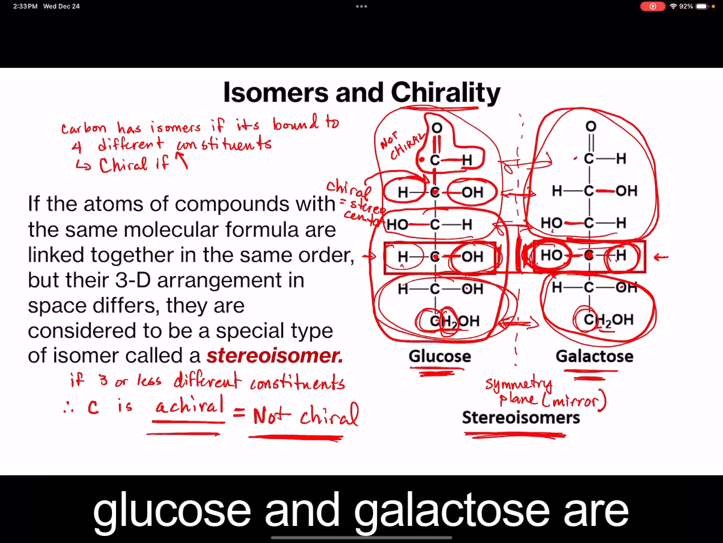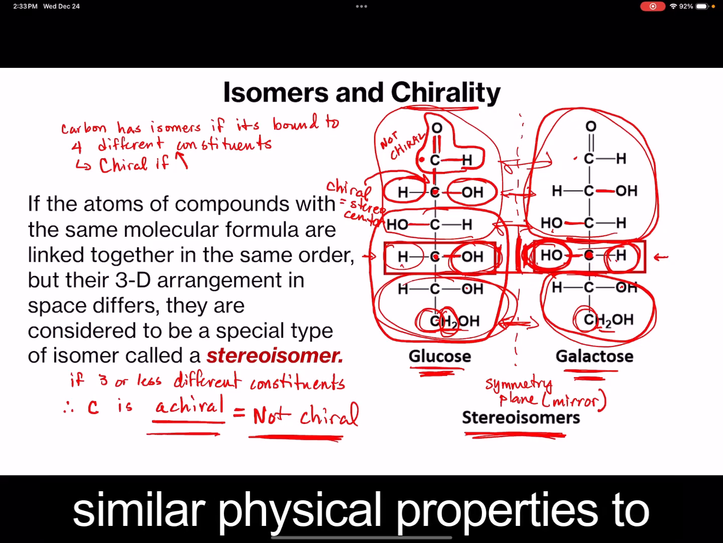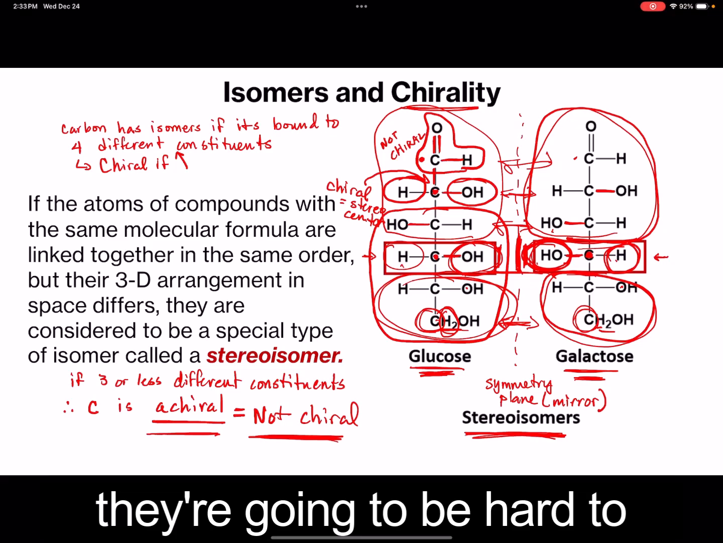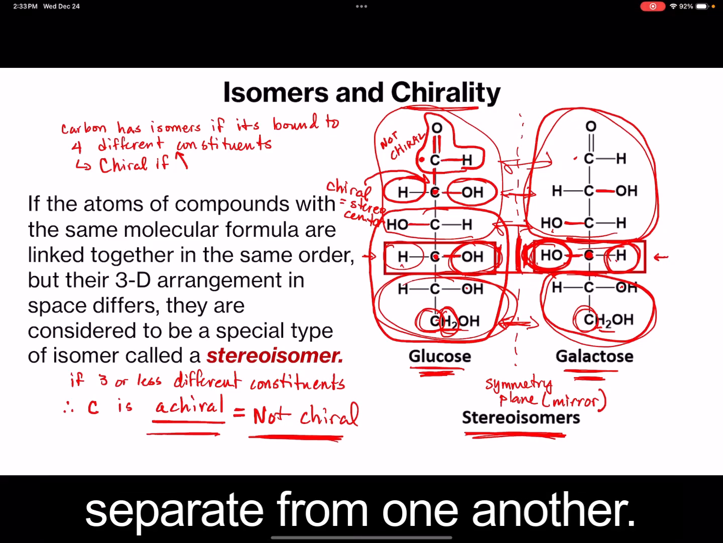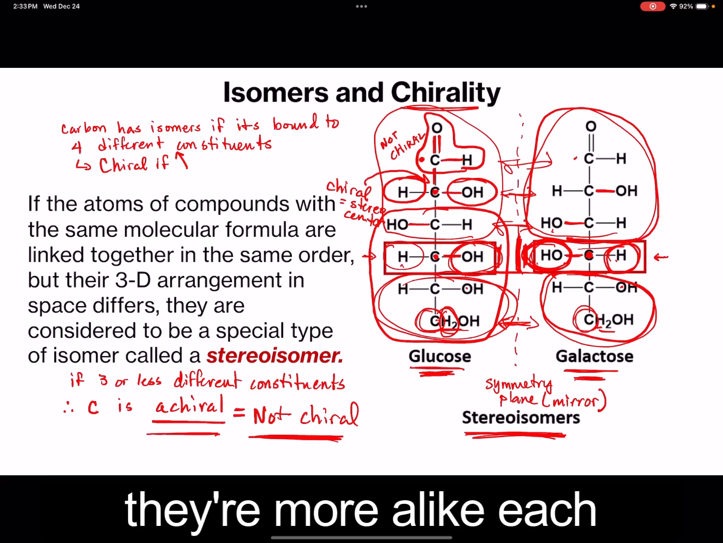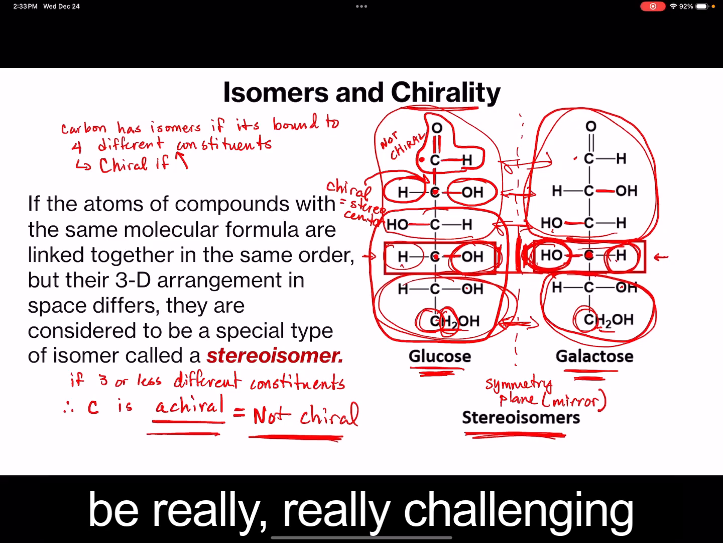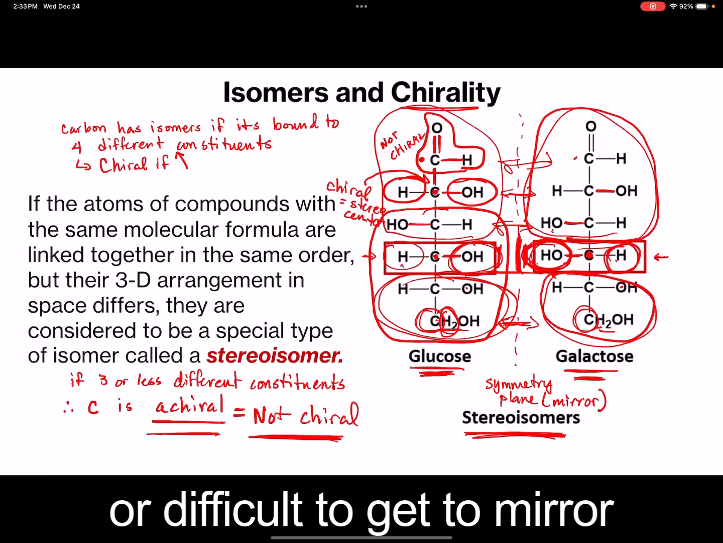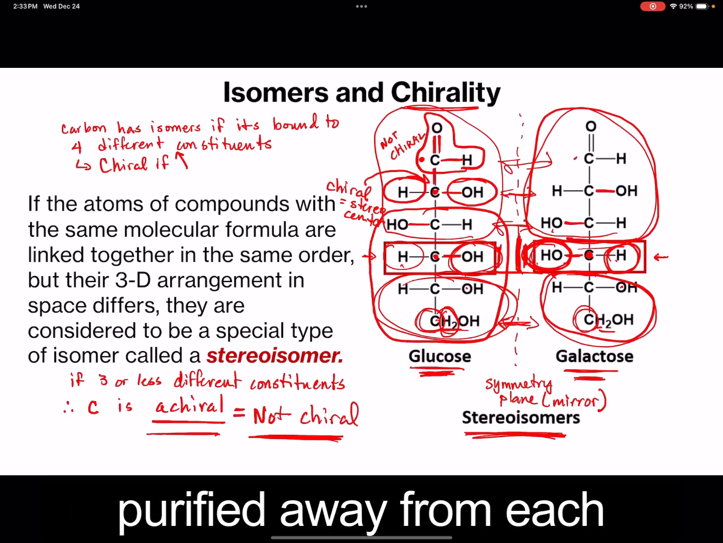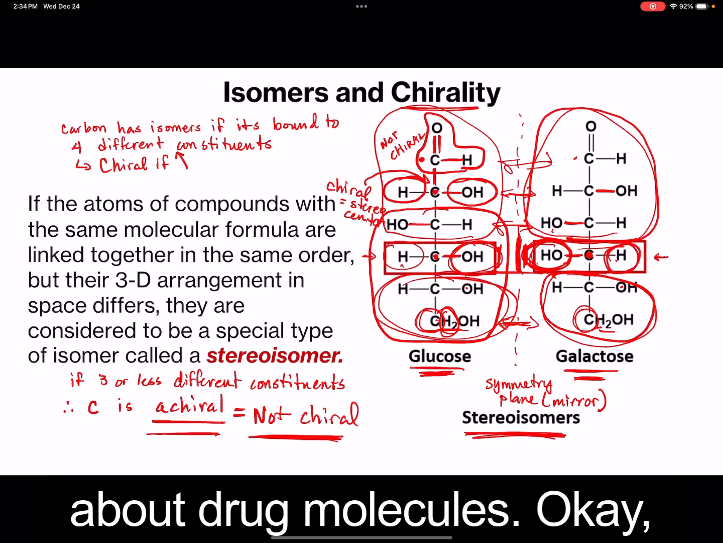Okay, so glucose and galactose are very similar to each other. They're going to have very similar physical properties to each other as well. And so they're going to be hard to separate from one another. And when you have the enantiomers, it becomes even more difficult because they're more alike each other. So sometimes it can be really challenging to get two mirror images or enantiomers to be purified away from each other. And that can be a problem when we're thinking about drug molecules.